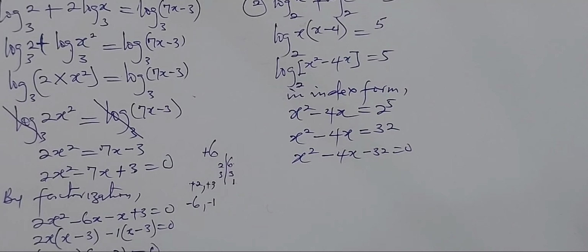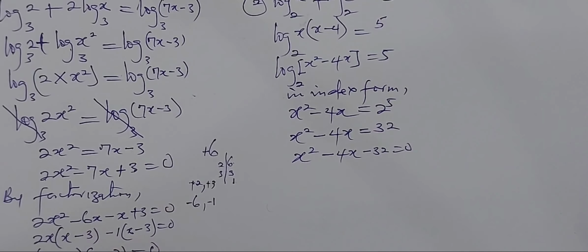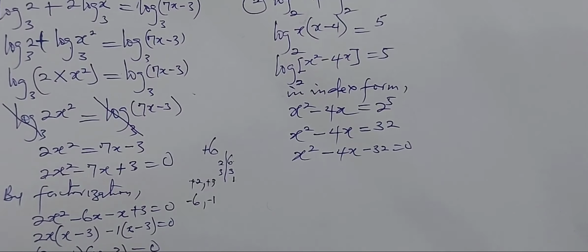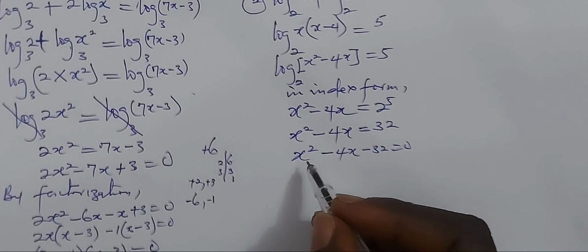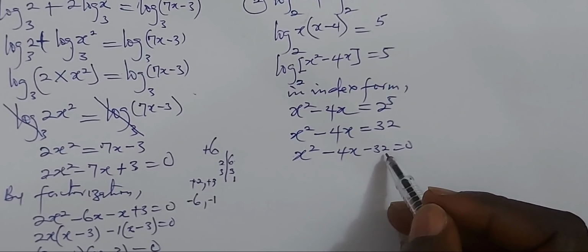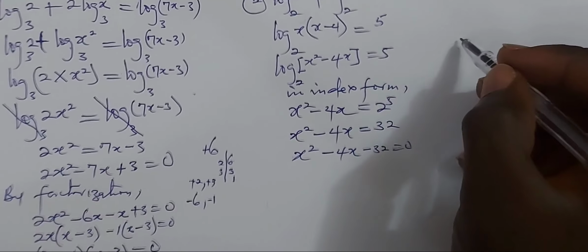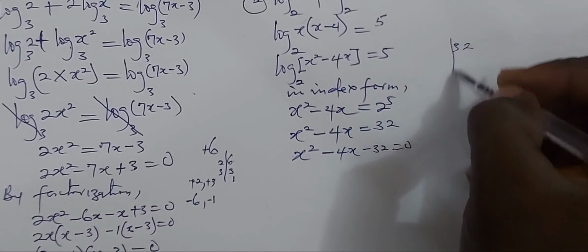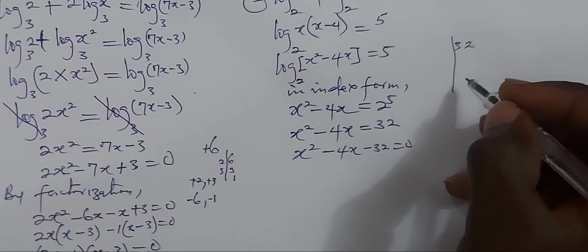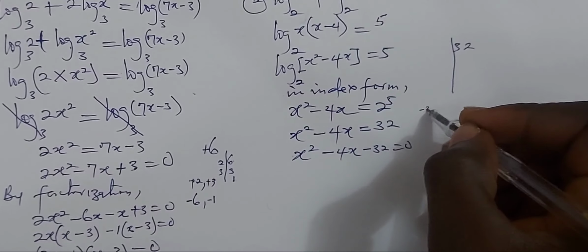Are you following? Just go back. If you don't understand, you follow it again, step by step. If you have any question, just put it in the comment section. So we also factorize again. Multiply the coefficients of x squared, which is 1, times this. We are going to get 32. So what are the factors of 32? When you multiply, you have minus 32. Remember, you have minus 32.